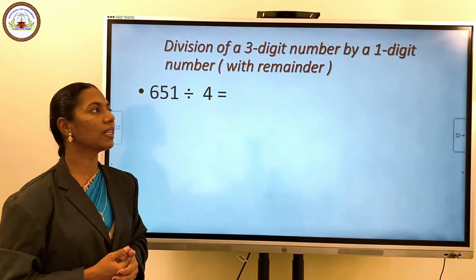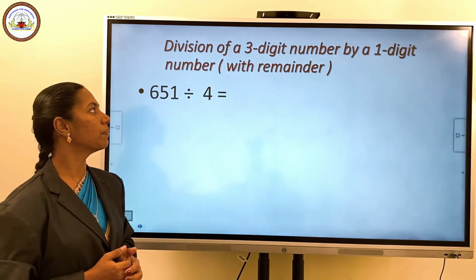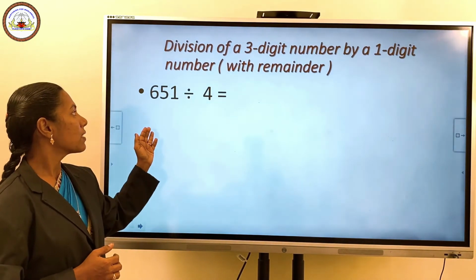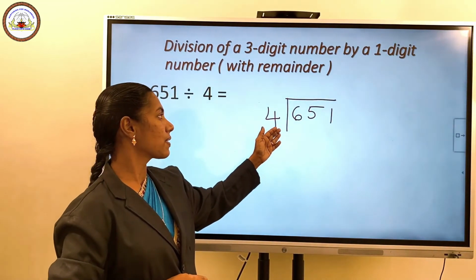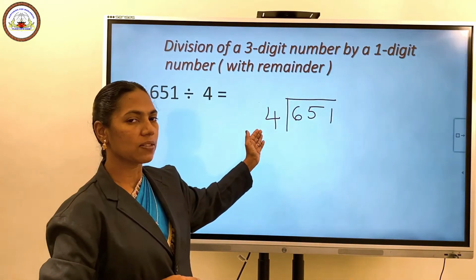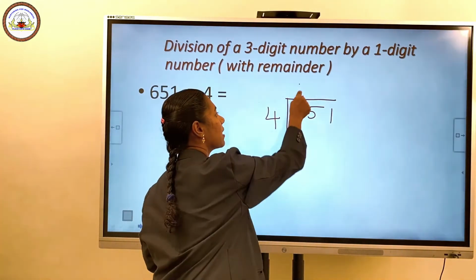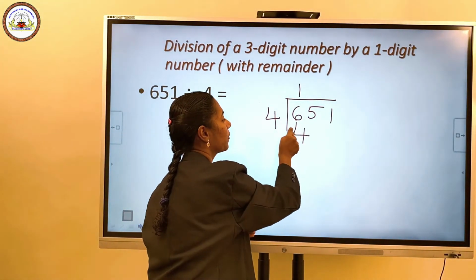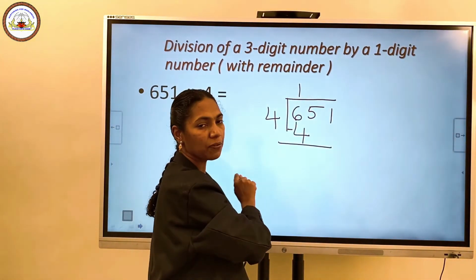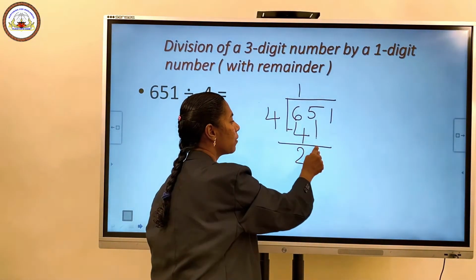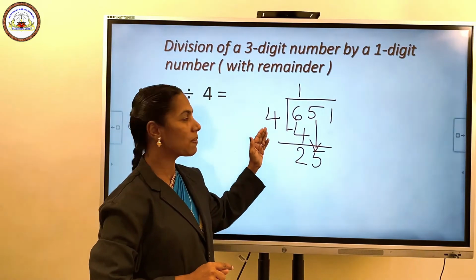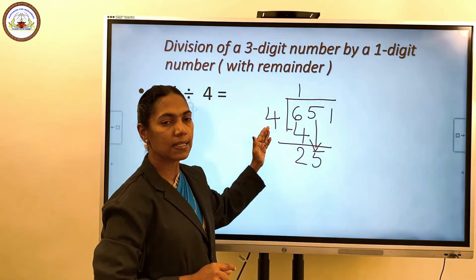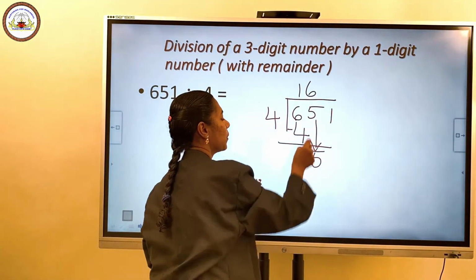Now, division of a 3-digit number by a 1-digit number with remainder. 651 divided by 4. Take first digit 6. In 6, how many tens? 4? Yes, 1 ten. 4 1s are 4. Subtract 6 minus 4, 2. Bring down 5. In 25, how many tens are there? 4? 6 tens. 6 4s are 24.